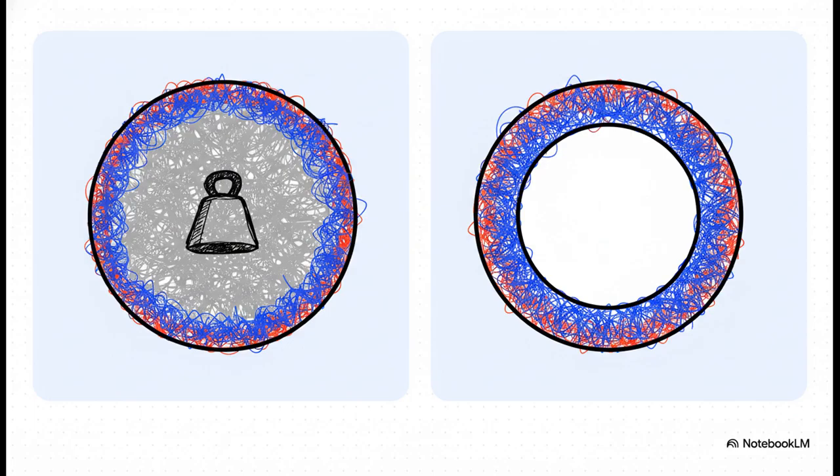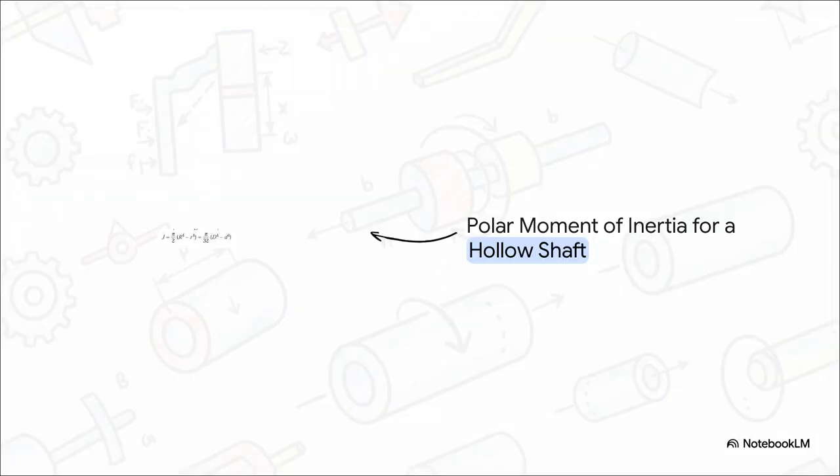And because we just learned that the maximum stresses occur at the outer surface of a shaft, it means the material sitting right in the center of a solid shaft isn't actually doing much work at all. It's essentially just adding dead weight to the machine. And that, my friends, hints at a massive design advantage. And this math right here brilliantly illustrates that exact advantage.